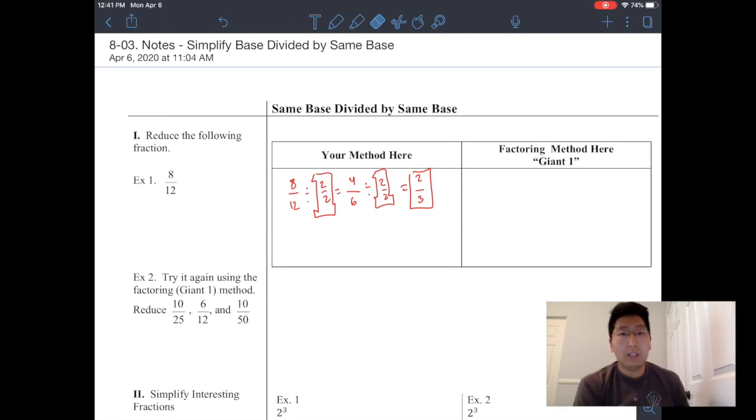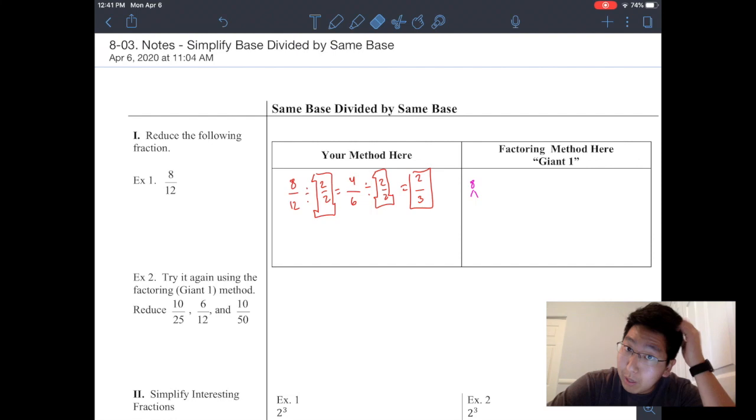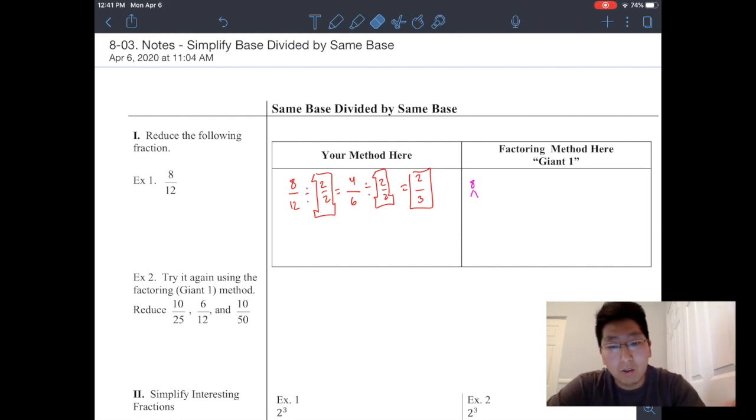Now, what I'm going to teach you right now is the factoring method, okay, and create giant 1s basically. So what we're going to do is take the fraction 8 divided by 12, but we're going to first factor out 8. We're going to think, what can we multiply to get 8? One of the ways we could break up 8 is 4 times 2, or 2 times 4. And right here, 2 is a prime number, so we can't break 2 down anymore, but we're going to look at the 4.